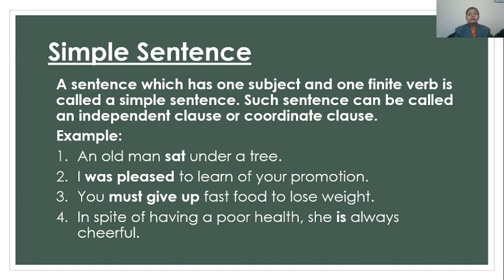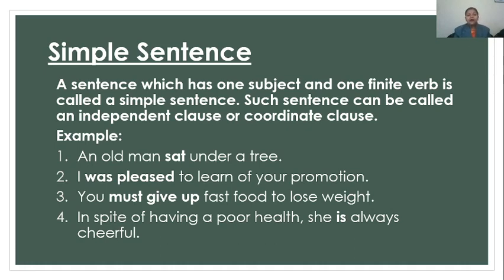Children, a sentence which has one subject and one finite verb is called a simple sentence. Such a sentence can be called an independent clause or coordinate clause. In a simple manner, I'm talking about a single clause. A single clause is your simple sentence. It means a simple sentence only has one clause. It has one subject and one finite verb. A sentence having only one clause is a simple sentence.